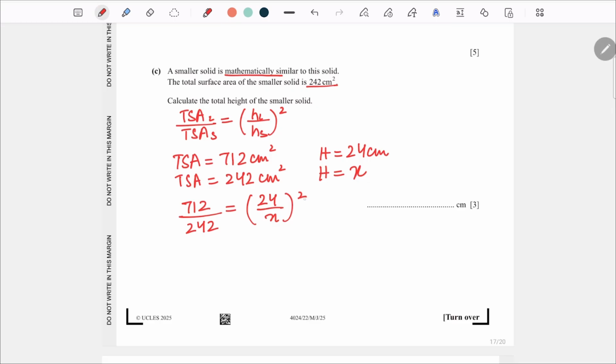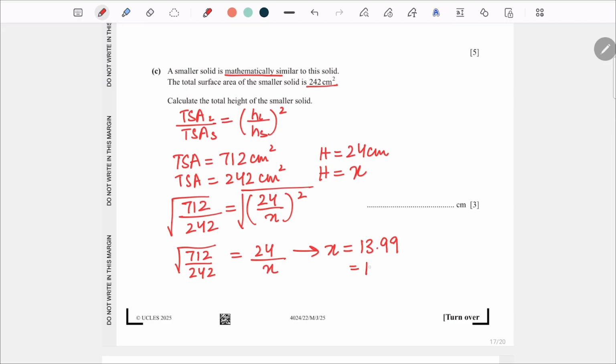In order to remove the square sign, I'll take root on both sides. So under root 712 divided by 242 is equal to 24 divided by x. And when we simplify this, x will be equal to 13.99, and this can be rounded off to 14 centimeters. So the height of the smaller solid is 14 centimeters.